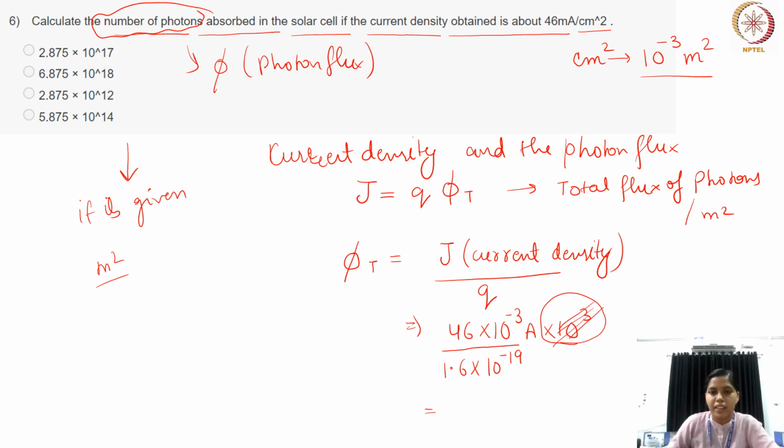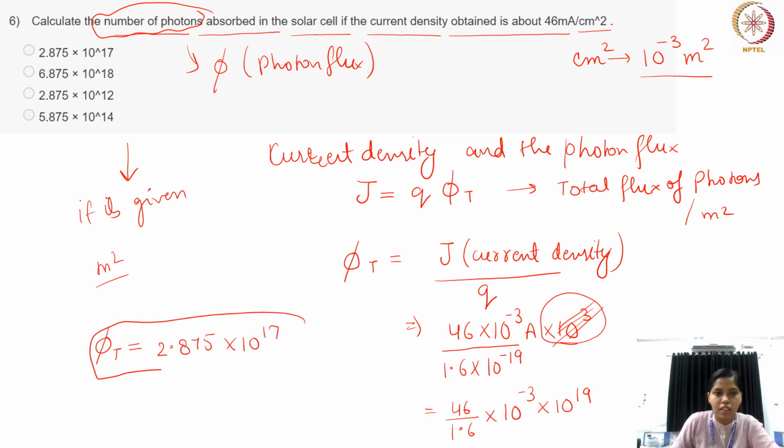So when we divide this, 46 divided by 1.6 into 10 raised to the power minus 3 into 10 to the power 19, the photon flux will be 2.875 into 10 raised to the power 17. So after calculating, you can get this answer, which is your option number 1. So option number 1 is the correct answer for this question.